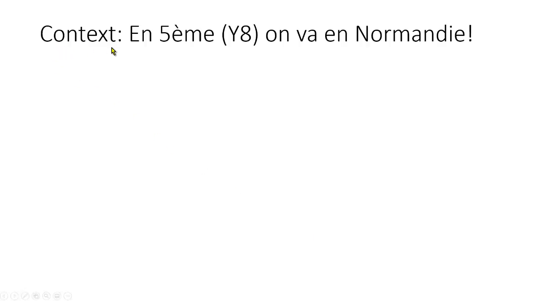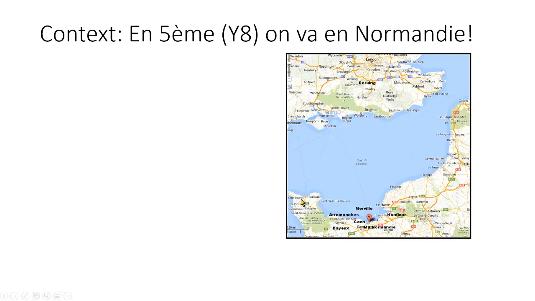So here's my context: imagine I'm teaching year 7, but I will tell them when you're in 5e, in year 8, on va en Normandie, we're going to go to Normandy, which is the case. We take about 4 coach loads to Normandy. Alors, nous voici, nous sommes à Dorking, that's where we are. On va en gare jusqu'à Douvres. En gare, on va à Douvres. Go to Dover, puis on traverse la Manche.